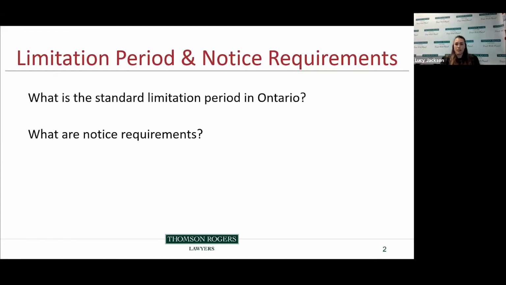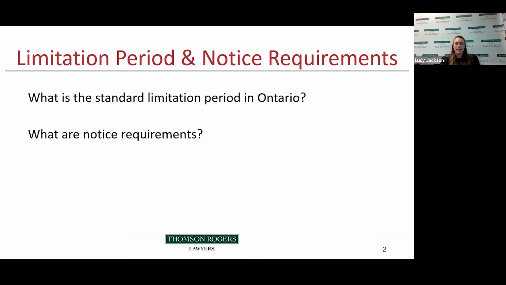So for example, if the claim is issued 3 years after the accident, it's likely that the defendant or the at-fault party is going to bring a motion to have the claim dismissed because it's statute barred. There are some exceptions to this standard 2-year limitation, and I'm going to just touch on a few that we see most often. So for example, in situations where a minor, a person under 18 years old, is injured in an accident, the limitation period does not start running until they turn 18 years old, or once they have a litigation guardian. And a litigation guardian is someone who can make legal decisions on their behalf.